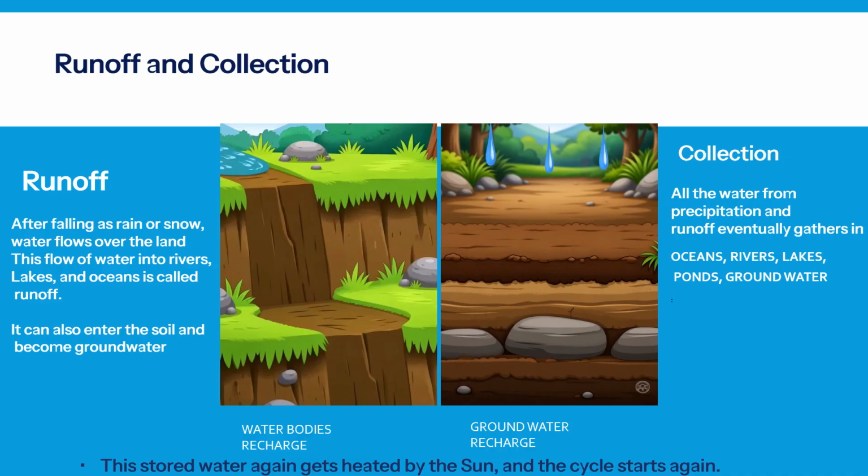Now, runoff and collection. So runoff: after falling as rain or snow, water flows over the land. This flow of water into rivers, lakes and oceans is called runoff. It can also enter the soil and become groundwater. And what is collection? All the water from precipitation and runoff eventually gathers in oceans, rivers, lakes, ponds and groundwater.